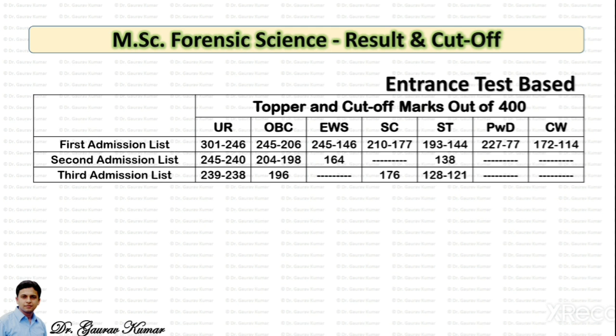In the OBC category, it was 245 to 196. In the EWS, it was from 245 to 164. And in the SC category, it was 210 to 176. In the ST, it ranges from 193 to 121. In the PWD, it ranges from 227 to 77. And in the CW, it ranges from 172 to 114.